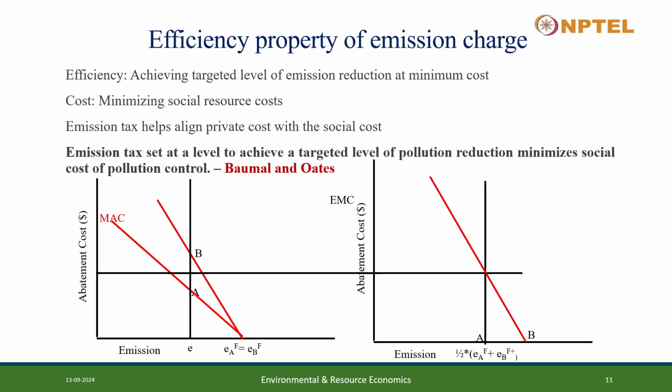Now we will move towards the efficiency part. Efficiency is defined as the policy instrument achieving the targeted level of emission reduction at minimum cost. So the objective is achieved at least cost, right? The cost is the cost of social resources, right? So what the emission tax will do is try to align the private cost and social cost, right?